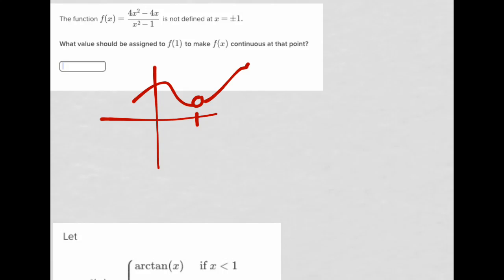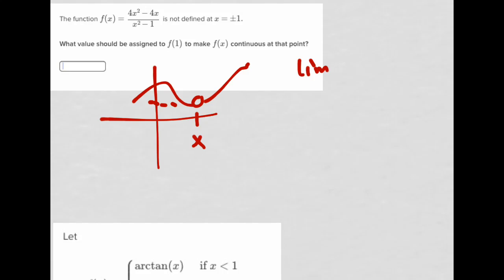This is x being 1, right? I just made up this graph. It's not real, but they're saying, what should the y value be if this is going to be continuous? How can we fill in that hole? That's what it's saying. So really what I've got to do is take the limit from both sides and see what they're going to. Maybe I just take the two-sided limit as x approaches 1.